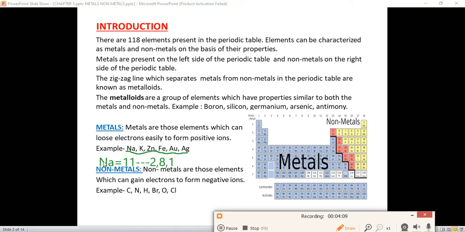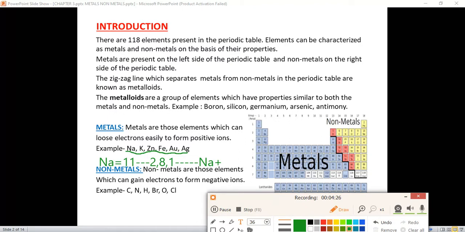So what will sodium do? It will donate its 1 electron and form the Na+ ion. Sodium can donate its 1 electron to form the Na+ ion. So metals are those elements which can lose their electrons to form positive ions. Now we will see what are non-metals.